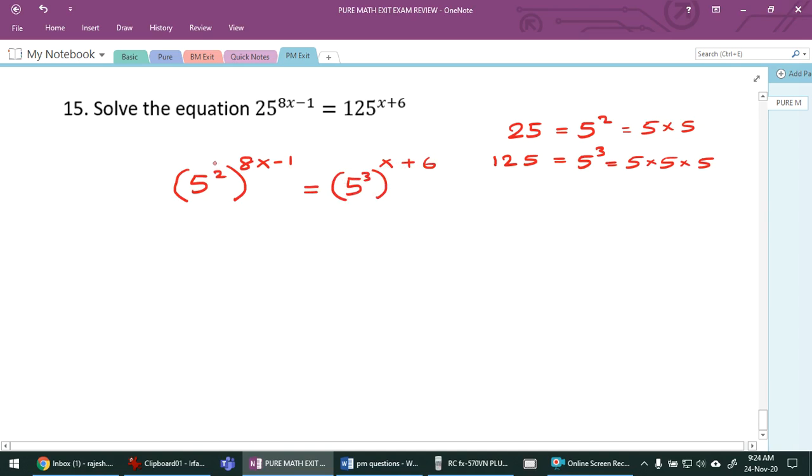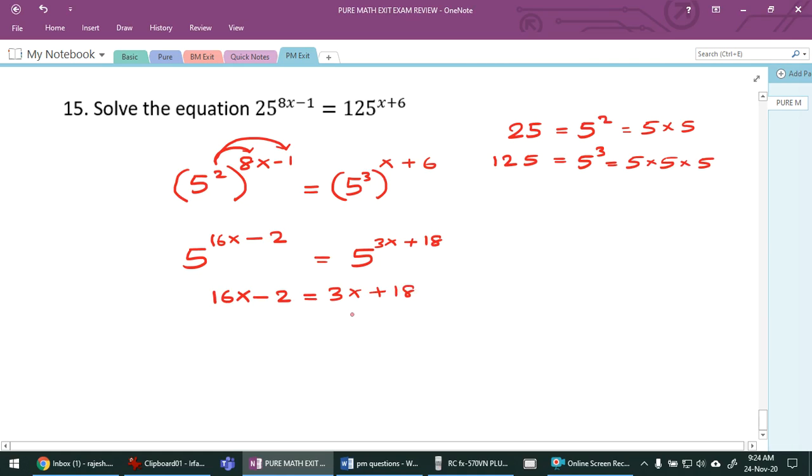Now open the bracket. Open the bracket means 2 multiply 8x minus 2 multiply 1. So 5 power 2 into 8x is 16x minus 2 into 1 is 2, equal to 5 power 3 into x is 3x plus 3 into 6 is 18. Now the base is the same, here also 5, here also 5. So we can remove the base and write 16x minus 2 equal to 3x plus 18.